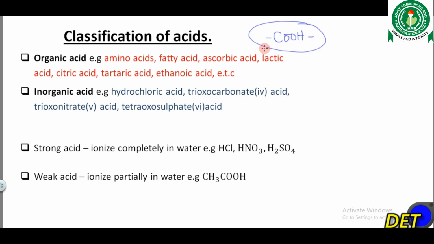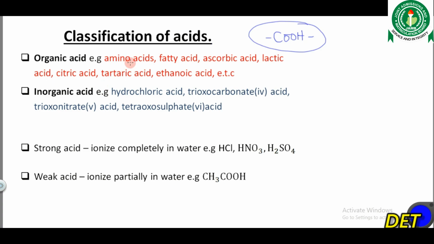So again, organic acids are acids which contain carbon in the form of a carboxylic group, and this is the carboxylic group, right? So examples of organic acids are amino acids, fatty acids, ascorbic acid, lactic acid, citric acid, tartaric acid, and ethanoic acid, right? These different forms of acid are found in living things. Some of them are found in plants, some of them are found in animals.